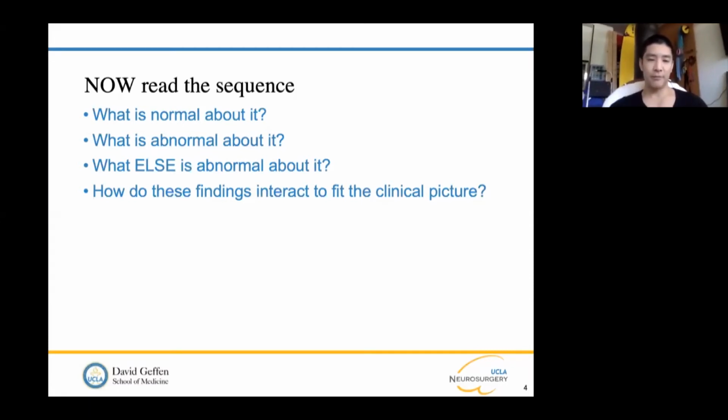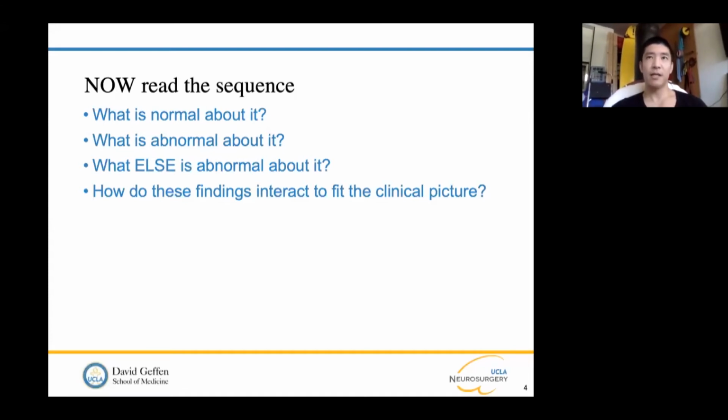Is it a T1? Is it a T1 with contrast? Is it a fat saturated T1? Is it a T2? Is it a GRE or a T2 star, something that emphasizes calcification or blood? It's beyond the scope of the talk today, but it is very important to identify normal first and say it out loud. Start by talking your way through it.